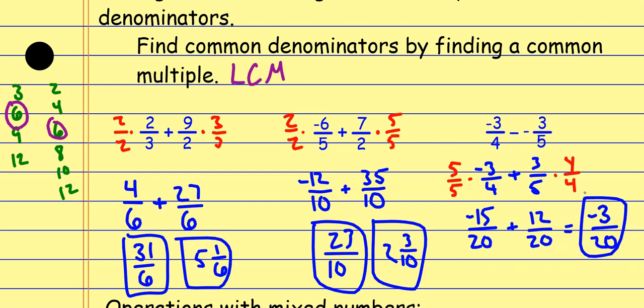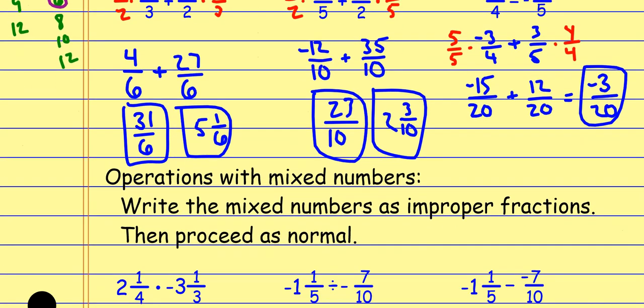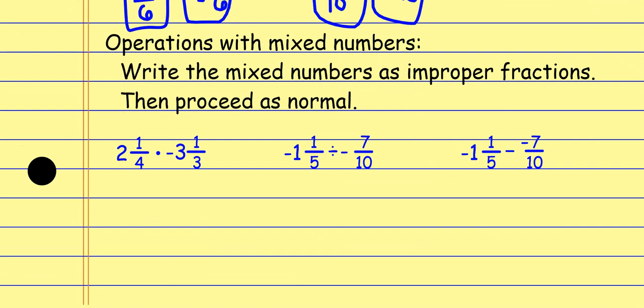Okay? Last thing we're going to look at here is operations with mixed numbers. The idea here is just to change those mixed numbers to improper fractions first, okay? We've been changing improper fractions to mixed numbers. Now we want to go backwards. To change an improper fraction to a mixed number, we divide and then count up the remainder. So now we're going to do the reverse of that. We're going to multiply and then add on the remainder, okay?